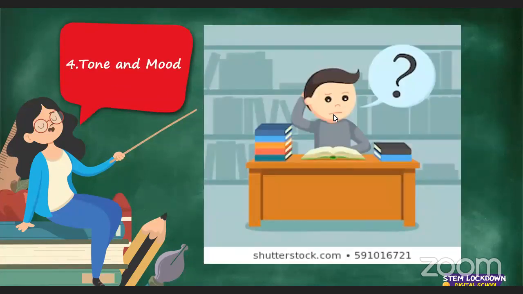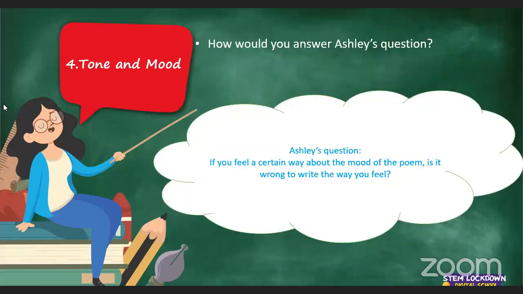Okay, now let's talk about the tone and mood. As I said last week, a lot of learners tend to be confused by the two, okay? So Ashley asked a very interesting question last week. You said, if you feel a certain way about the mood of the poem, is it wrong to write the way you feel? So I just want you to let me know quickly on our chat box. If you feel a certain way about the mood of the poem, is it wrong to write the way you feel? You can just respond in our chat box.